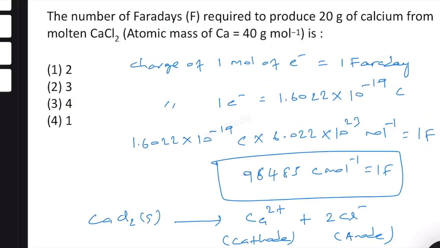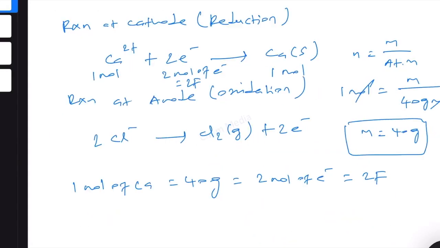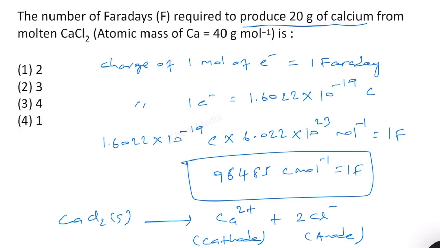Now the question says that to produce 20 gram of calcium, that means half a mole of calcium is equal to 20 gram, that is equal to 1 mole of electrons, that will be equal to 1 Faraday. Therefore option 4 is correct.